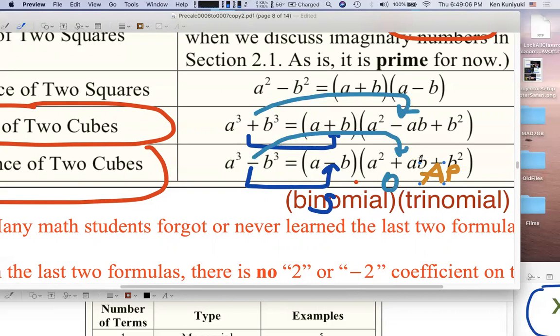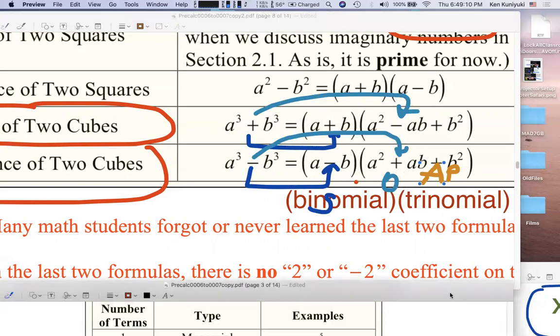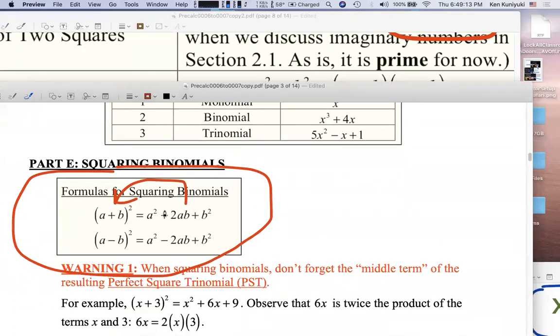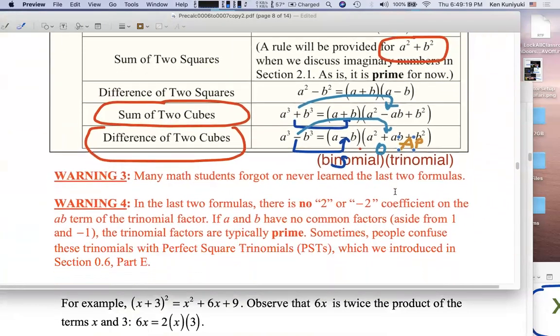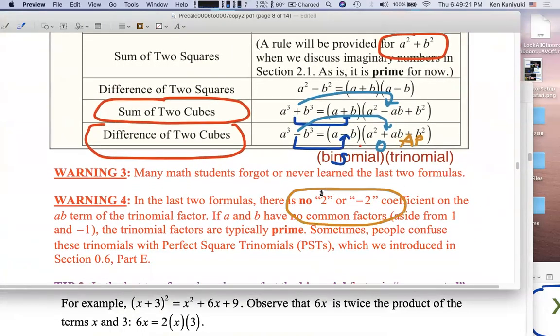Oh, and also, there's not a PST over here. There's no 2 there. I know you're used to a 2 being there because the PSTs have 2s in front of the AB term, all right? But there is no 2 in front. So be careful. Know your signs, and there is no 2 or negative 2 in front of the AB terms. In fact, the trinomial factor tends to be prime. The trinomial factor does tend to be prime.